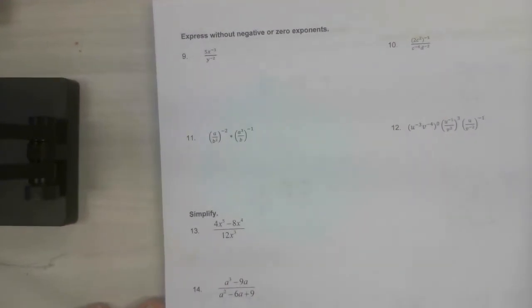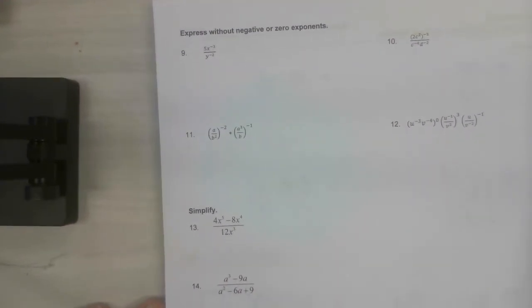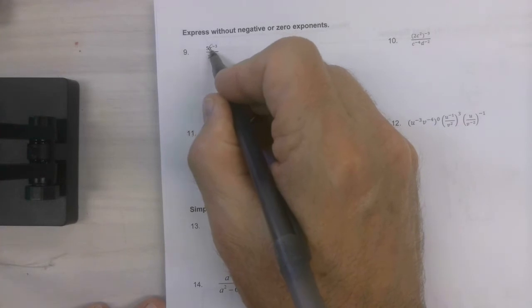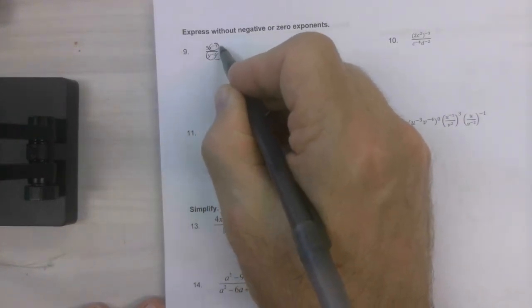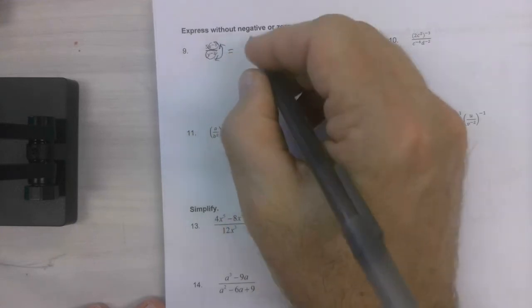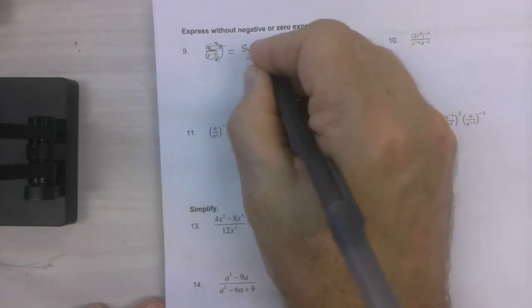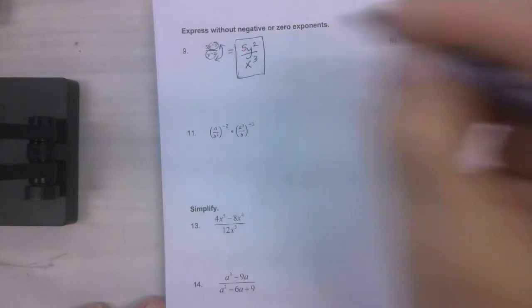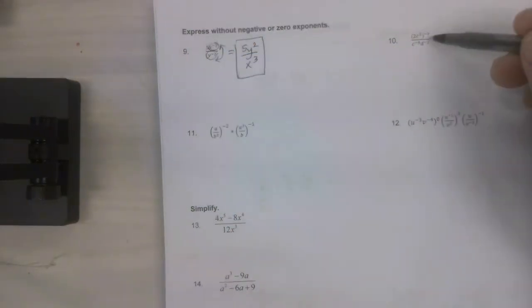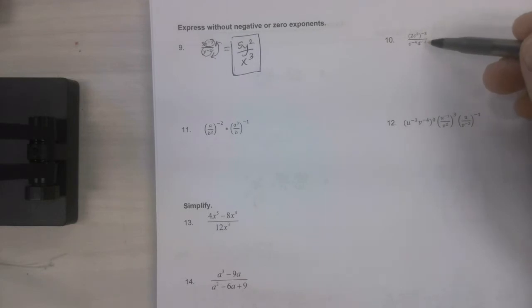All right, we're all the way to the back side here. There's a lot of problems on this review, so let's keep on moving. This says express without negative or zero exponents. Well, what did we learn? We learned that if there's a raised to a negative exponent, you got to put them where they ain't. So these two are going to flip places. So it's going to be 5y squared all over x cubed. Done.